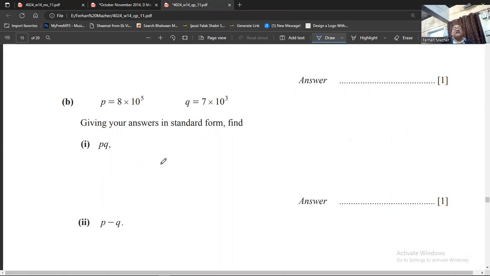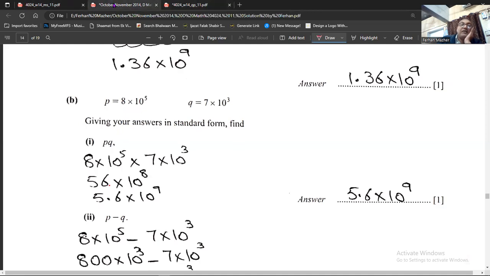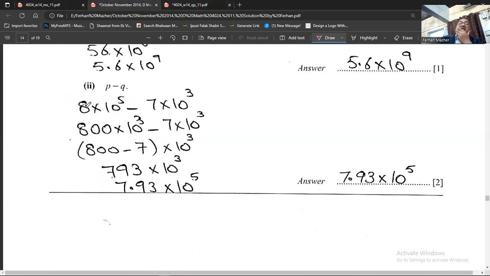Then we have the second part of B, it says P minus Q. So I will subtract. So it is 8 expo 5 minus 7 expo 3. The rule is you will make them the same. So from here, 100 will be multiplied with the 8. You get 800 multiply 10 expo 3 minus 7 expo 3. 10 raised to 3 is taken common. So you will have 800 minus 7 in the bracket. So that is 793 expo 3.